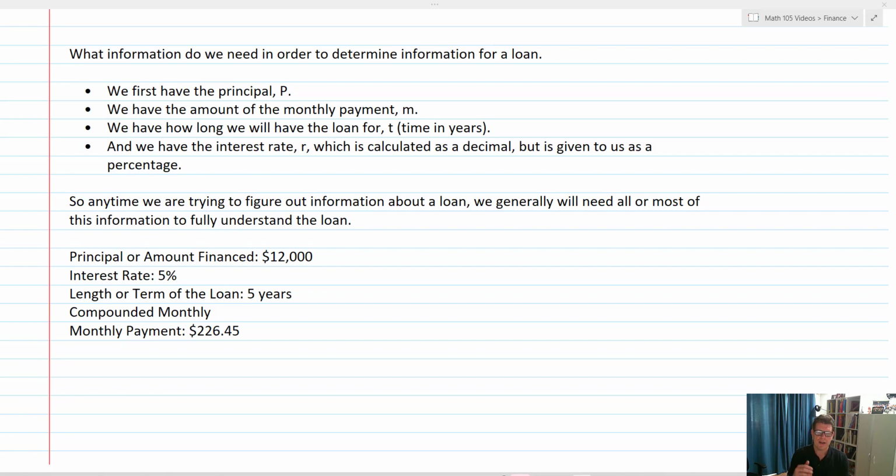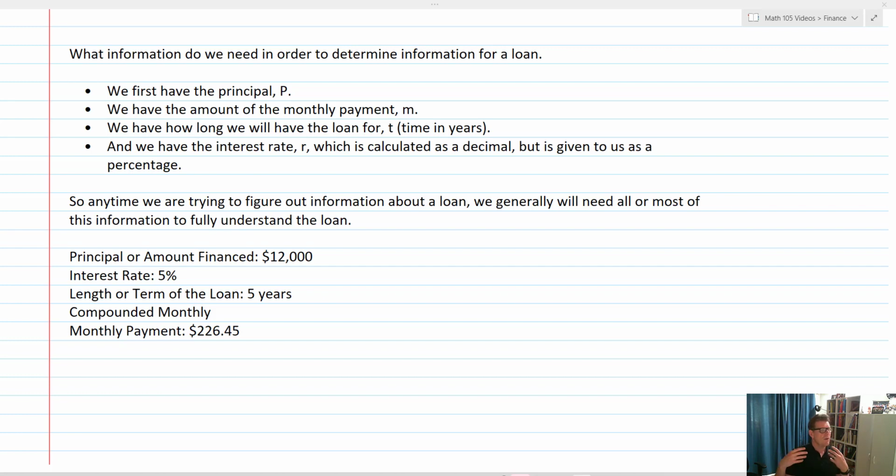And we have the interest rate R, which is calculated as a decimal, but it's given to us as a percentage generally. So when we do our calculations, we're going to have to change that percentage into a decimal, and you want to make sure that you're able to do that pretty easily. Anytime we're trying to figure out information about a loan, we'll generally need all or most of the information to fully understand the loan. So we want to get some real clarity on what we're looking at when we get a loan or when we're actually looking at a loan.